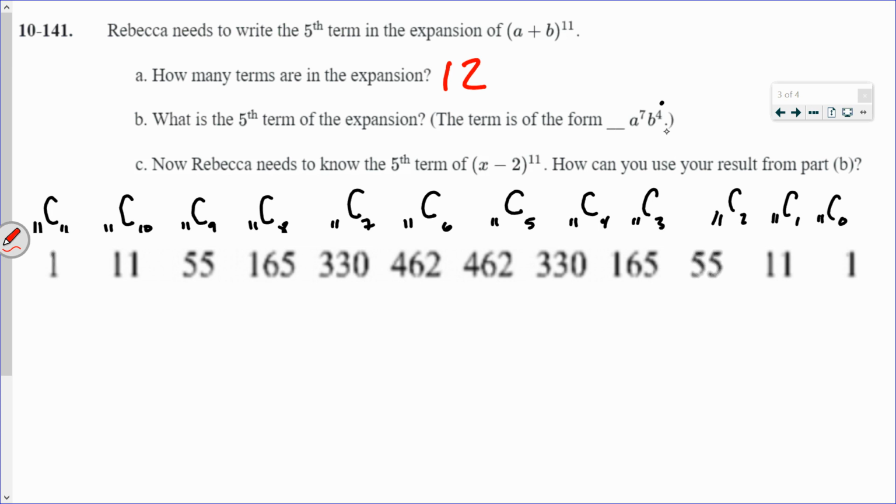So when they say, what's the 5th term in the expansion, this problem they gave me, oh, that's the a to the 7th, b to the 4th term. They won't always give you that, and that's a good thing, because we want to be able to know what combination we're actually finding.